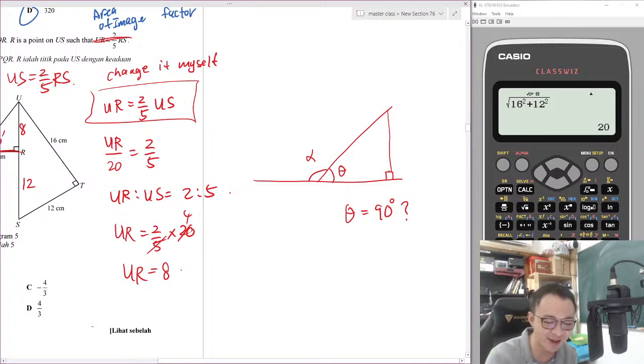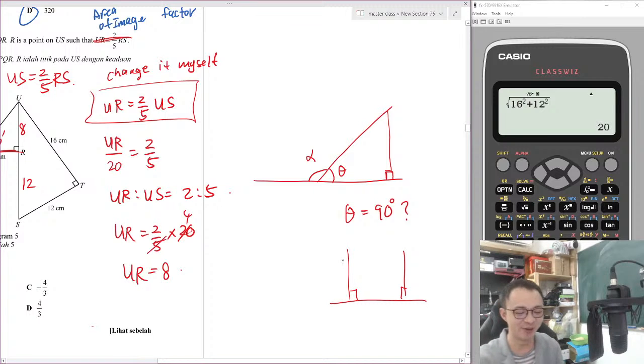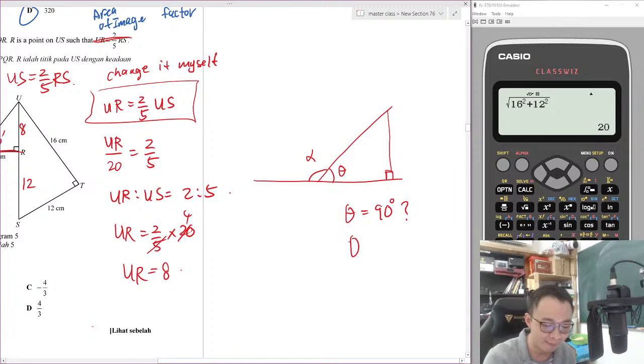Because a right angle triangle already has a 90 degree angle. If this theta is 90 degree, then you cannot form a triangle anymore, because with both 90 degree, how to form a triangle? You can only form a rectangle, isn't it? So therefore, I know theta must be less than 90 degree. Okay, this one you must agree first.